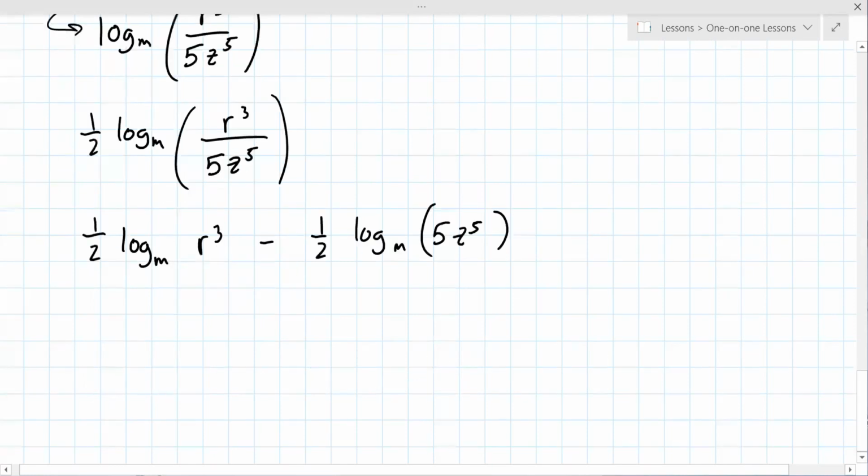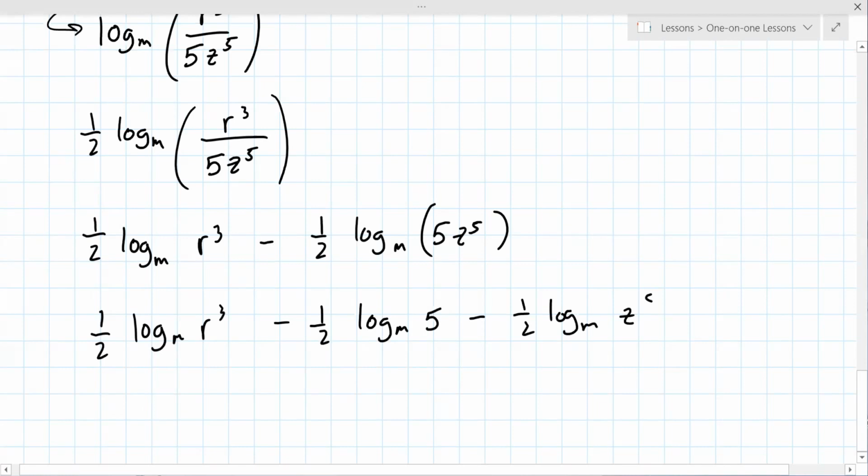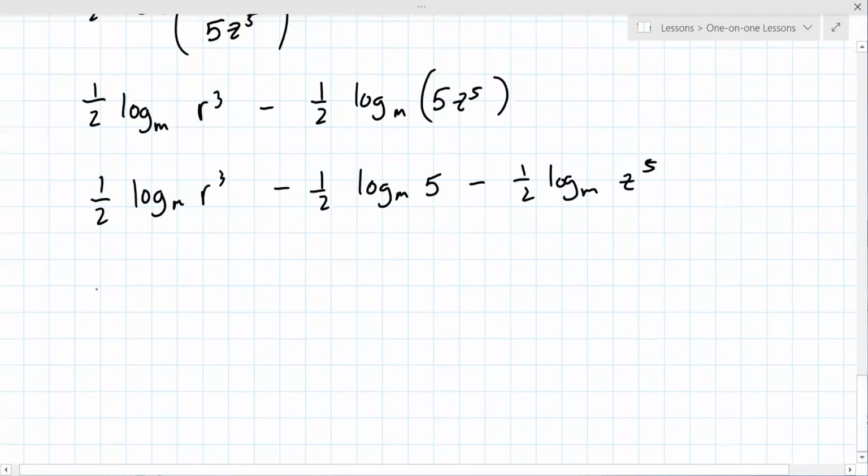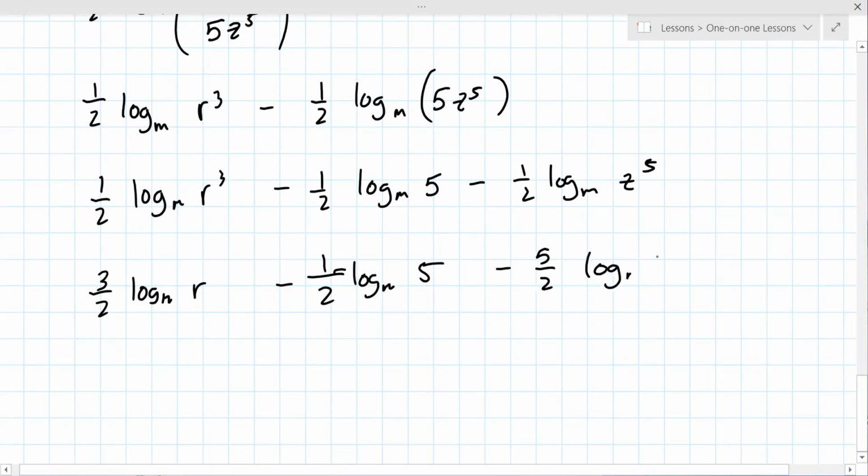Because you're expanding the product on the right into a sum, and there's a negative in front, they both become negative. So it's 1/2 log base m r cubed minus 1/2 log base m 5 minus 1/2 log base m z to the 5th. The last step is to move the exponents out in front. It becomes 3/2 log base m of r minus 1/2 log base m of 5 minus 5/2 log base m of z. That's a lot of steps.